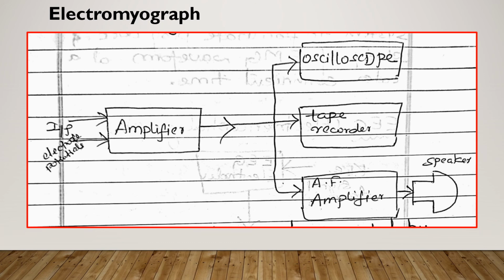The tape recorder is included in the system to facilitate playback and study of the EMG waveform at a later convenient time. And in this way, the electromyograph works.